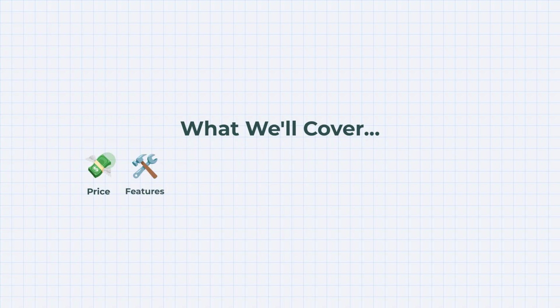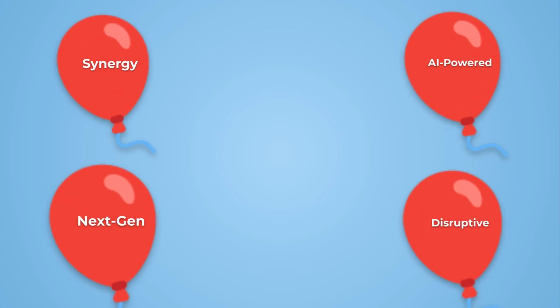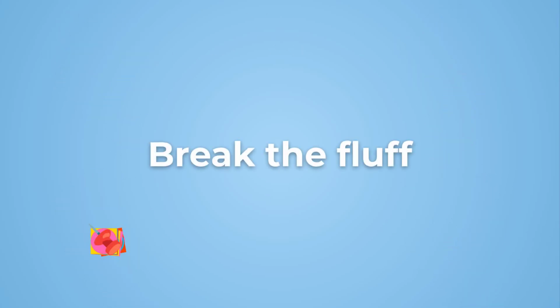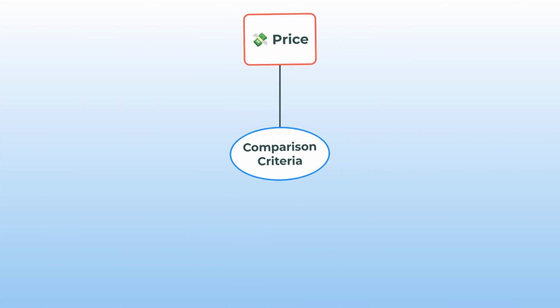We're testing them across the things that really count: task management, collaboration, customization, pricing, and overall usability. Let's leave the marketing jargon behind and dive into the real pros and cons. Each area earns points, and by the end, you'll know exactly which one stands out. The outcome could surprise you. Let's get into it. So here's how we're going to break it down.